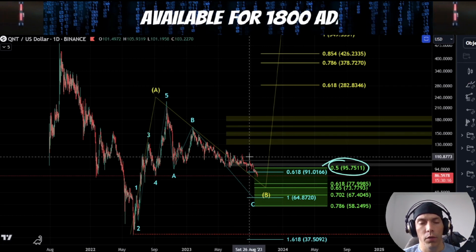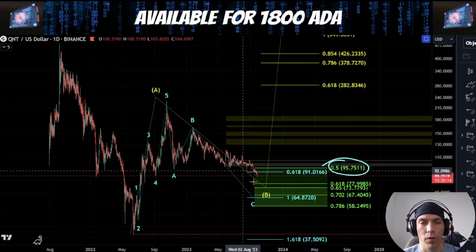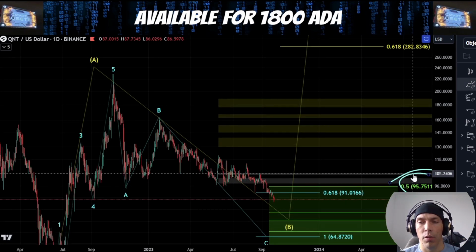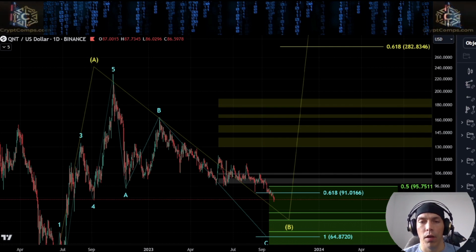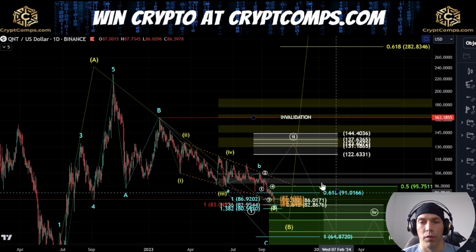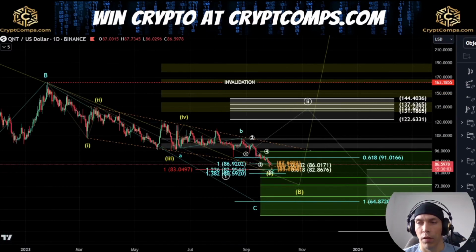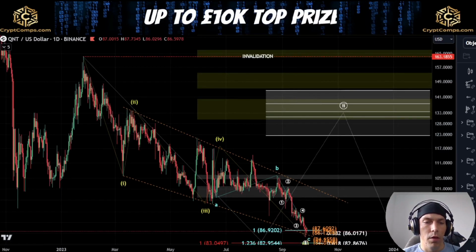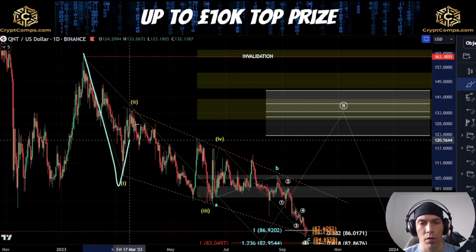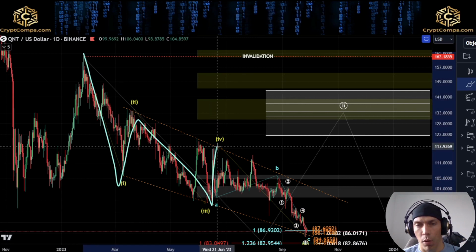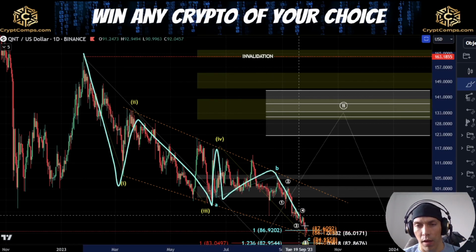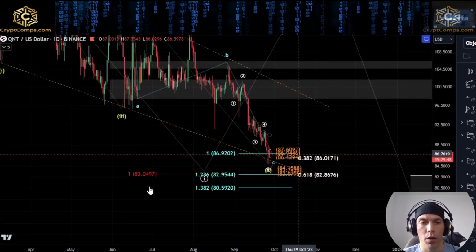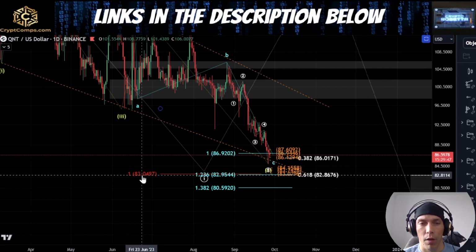Now, if we are looking for this idea, what we'd be saying is that we are within the C wave currently, and the way that I would be looking at this C wave is that potentially this is actually going to be playing out in a diagonal pattern. Now, within this idea of the diagonal here, what we'd then be saying is that from further back here, this move would actually be 1, 2, 3, 4, and then we're looking for this as A, B, and C to the downside.